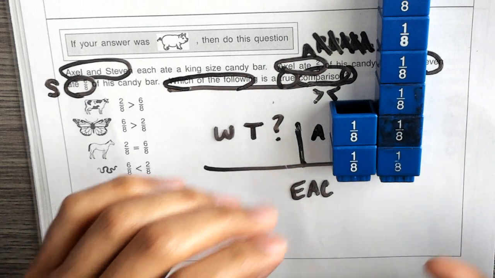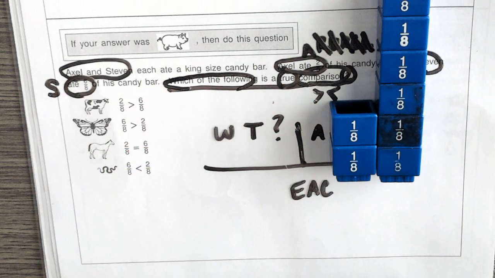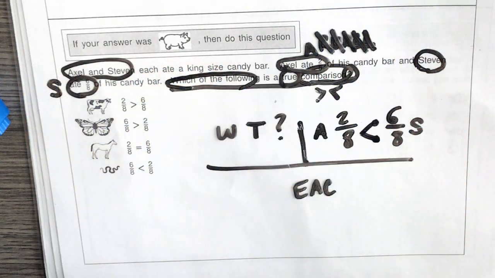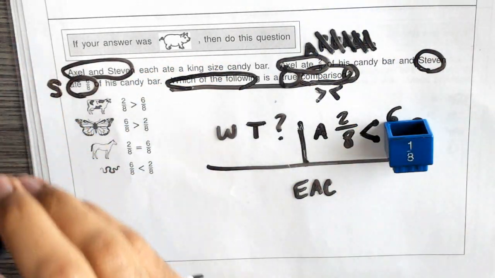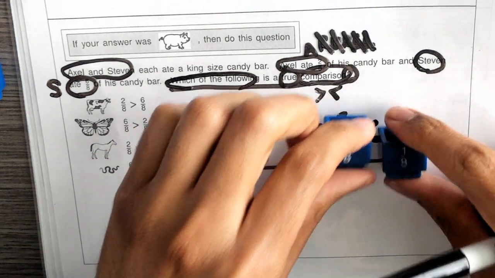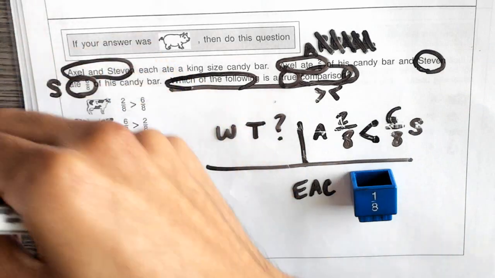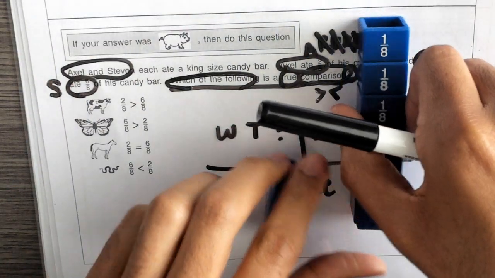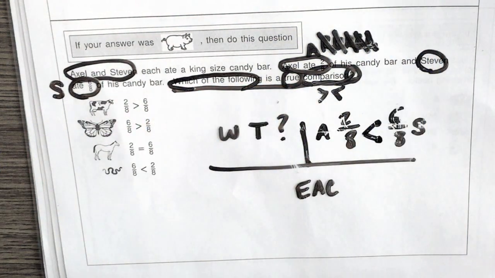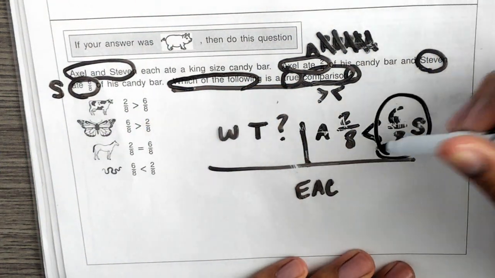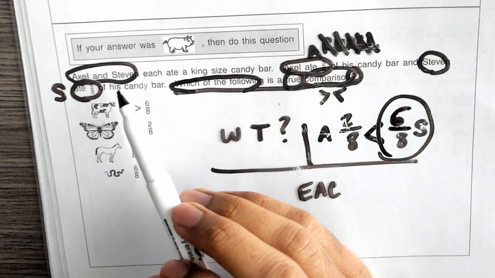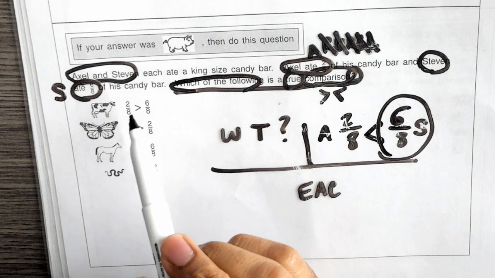And just like I said before, since they both come from the 8s as their total, each piece is going to be the same size. And since 6 pieces is more than 2 pieces, that's why 6/8 is greater. Okay, now that we have that done, let's go ahead and circle that one, and let's go through our answer choices. So the first answer choice says 2/8 is greater.